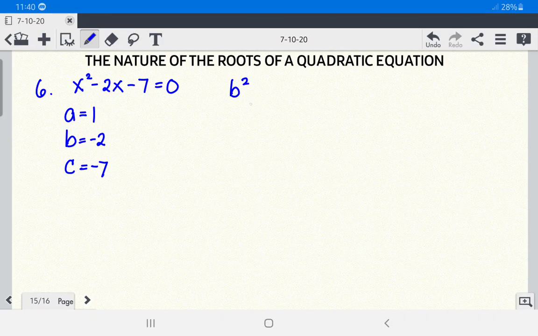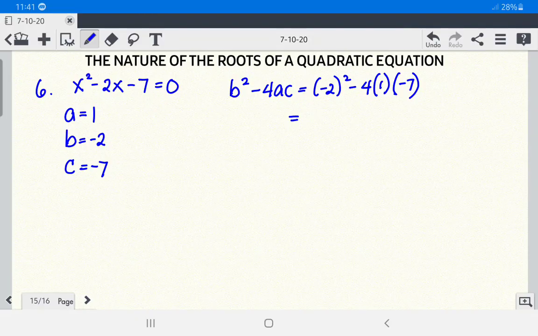Using the formula, we have b squared minus 4ac. So, we have b is negative 2, square it, minus 4 times a is 1, and then c is negative 7. Then we have negative 2 squared, we have 4, because negative 2 times negative 2 is 4. Then negative 4 times 1, we have negative 4, times negative 7, we have 28. Then if we add it to 4, so 4 plus 28, we have 32. So 32 is greater than 0 and not a perfect square.